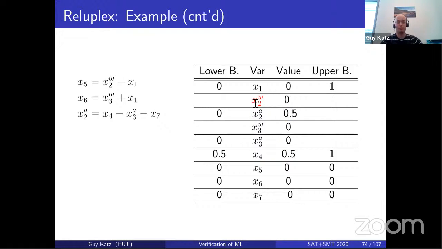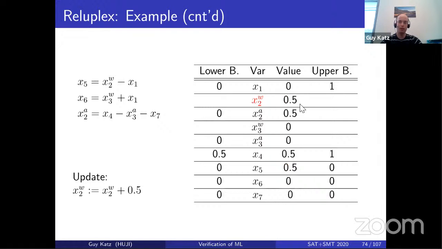We pick one of the variables, in this case x2w, and we say you are too small. If you were to be 1/2, then we would be good. So let's increase. Right, so x2w is non-basic. So we just apply the update operation, and we increase its value to 1/2. Now, as before, because we touch x2w, we also change x5, because we always want the equations to hold.